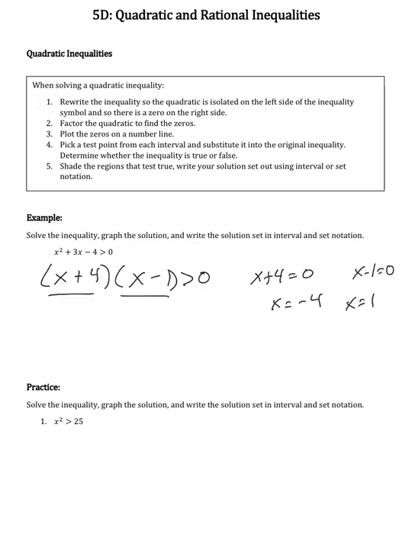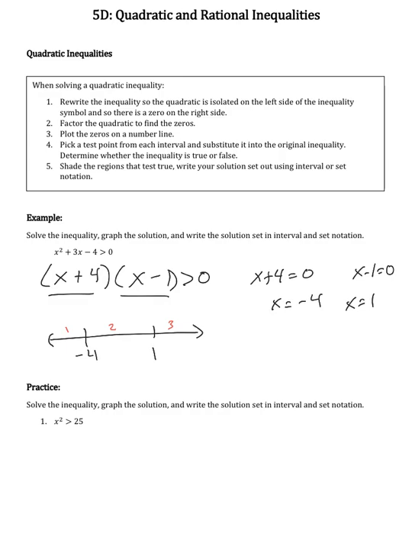So what this does is it gives me my 2 points that I want to put on my number line. Okay, so I've got -4 here and 1 here. Now, this is greater than 0, which means I'm going to end up using parentheses once I go and graph this. So I've got 3 regions to test. Okay, so region 1, region 2, and region 3.